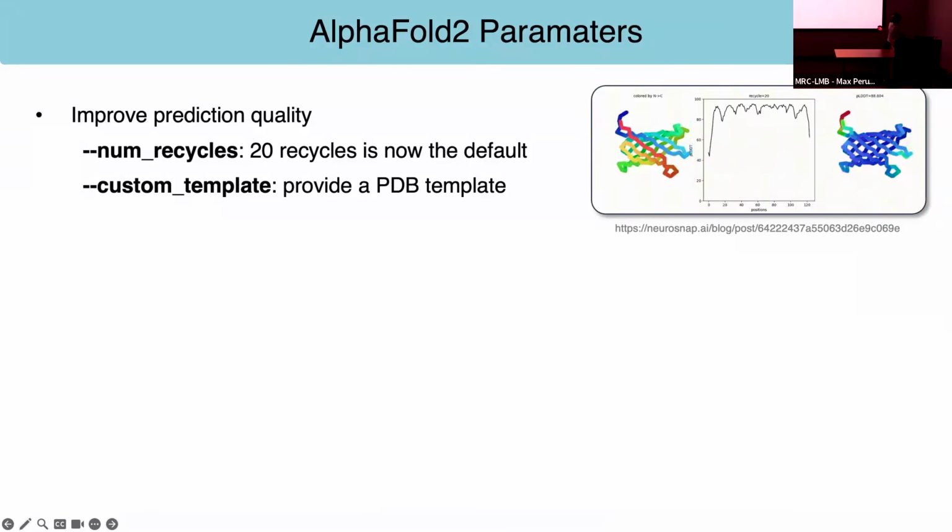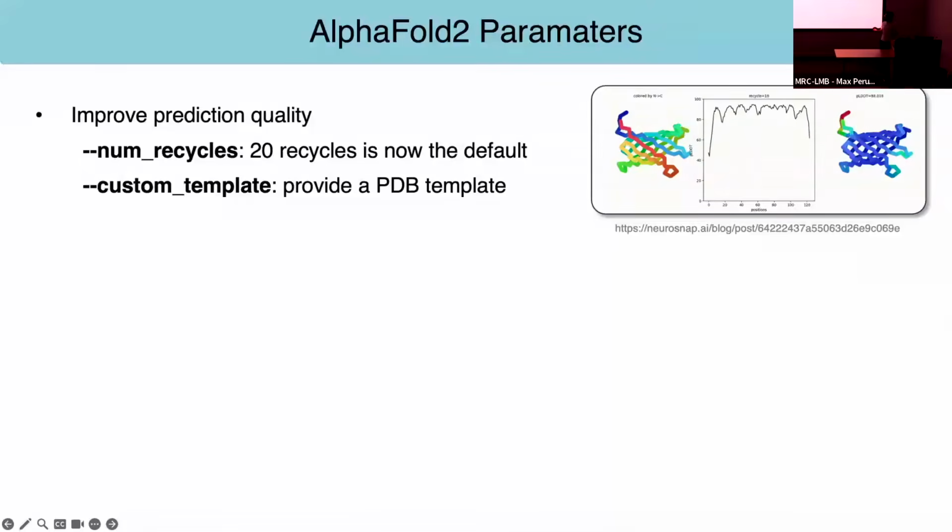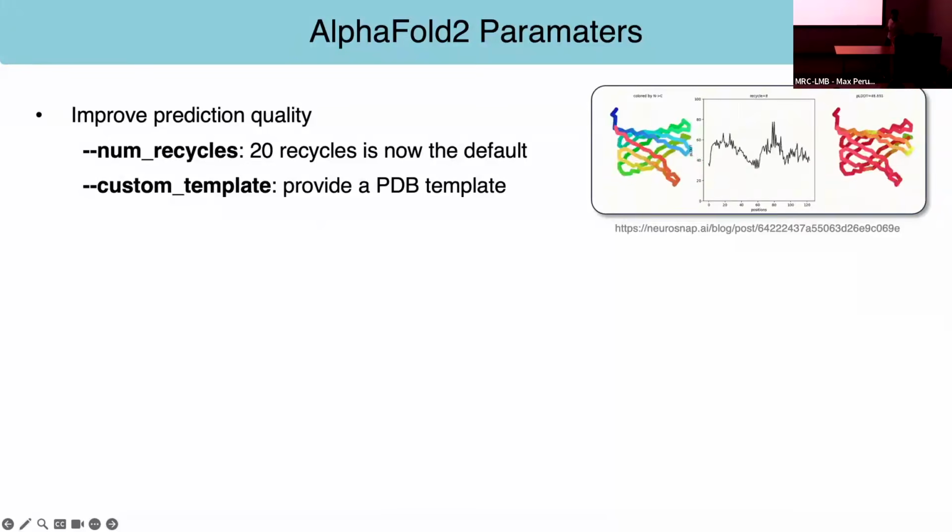The other thing that you can change is a custom template. You can provide it a custom template, something that it can use as a starting point to then predict. In practice, I haven't had this work very well. I know other people have also struggled with getting custom templates to work, but I'd be happy to hear if somebody has had any luck with this.